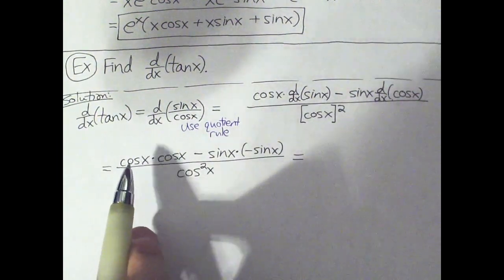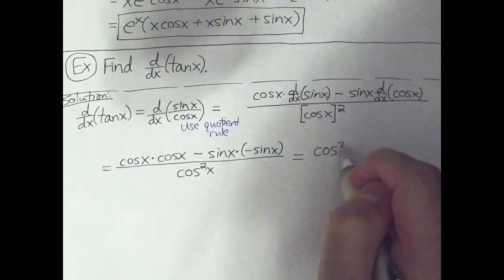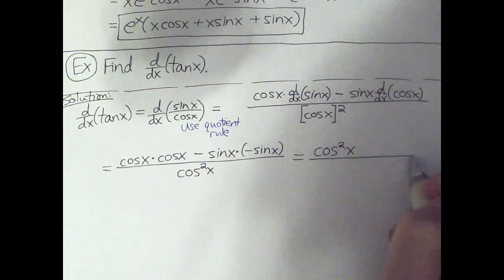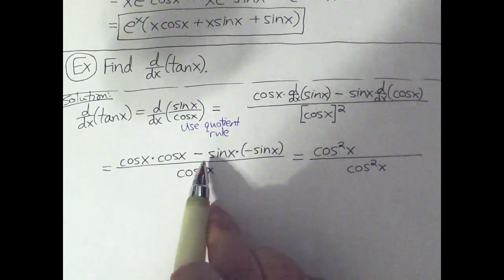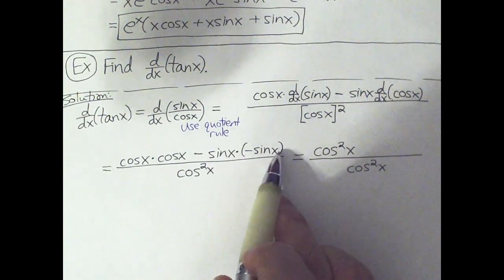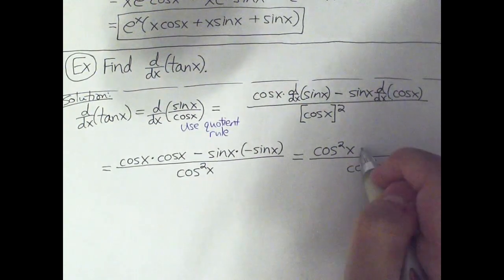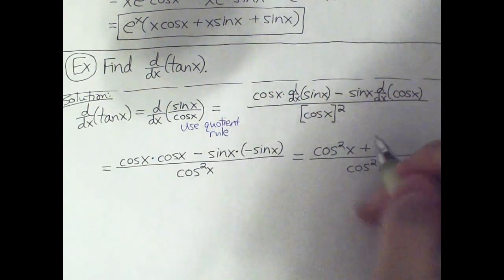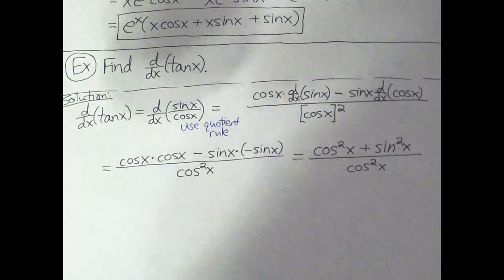So here's what I want you to see. Cosine x times cosine x is cosine squared x. That also happens to be the denominator. What about this other stuff? Minus sine x times minus sine x. Well, it's a negative and a negative, so that becomes a plus. Sine x times sine x is sine squared x. That looks a little bit nicer.